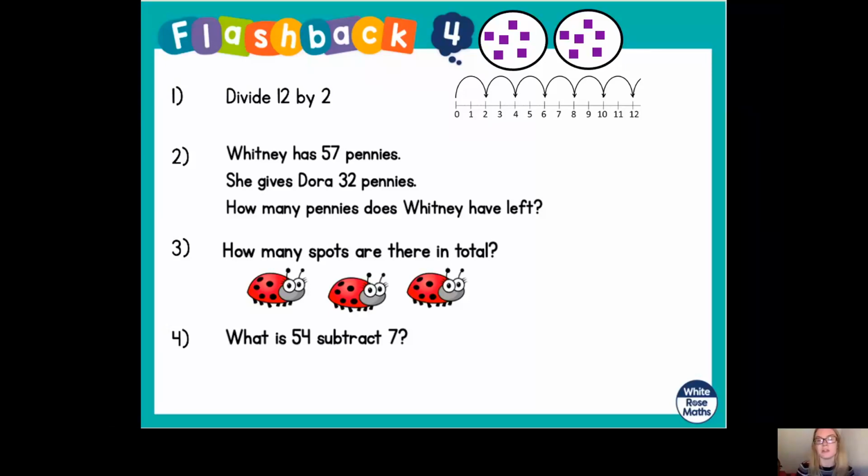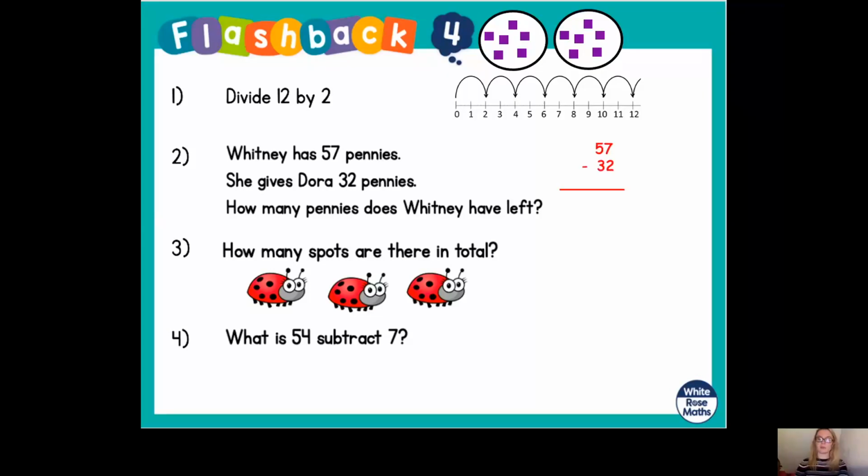Okay, number 2. Whitney has 57 pennies. She gives Dora 32 pennies. How many pennies does Whitney have left? Okay, so we're working out how many she has left. And if you worked out that you needed to use subtraction, well done, because Whitney is giving Dora some coins. So she's going to then have less coins than she had before.